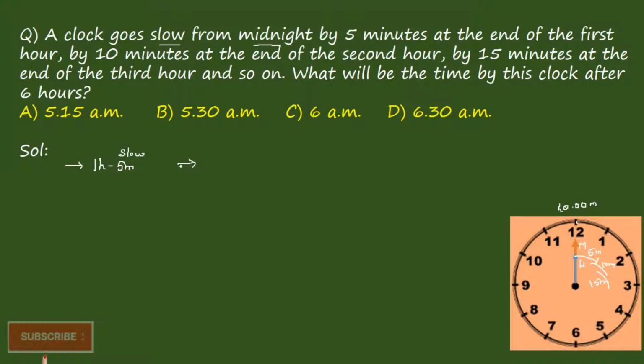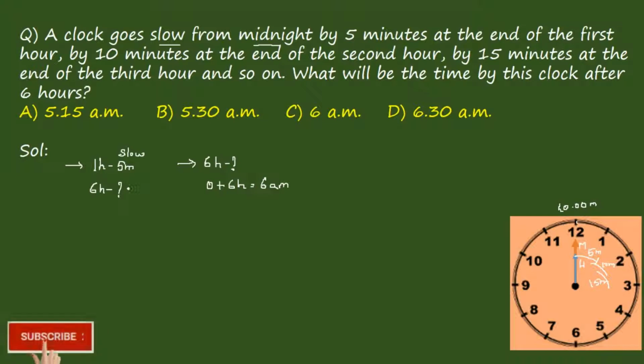What is asked in the question? What will be the time by this clock after 6 hours? Okay, after 6 hours, what is the time? As we know, the present time is 0:00, midnight, plus 6 hours, which is equal to 6 a.m. But this is not the answer, as we'd be losing some amount of time, right? 5 minutes is slow for 1 hour, so for 6 hours, it will come slow.